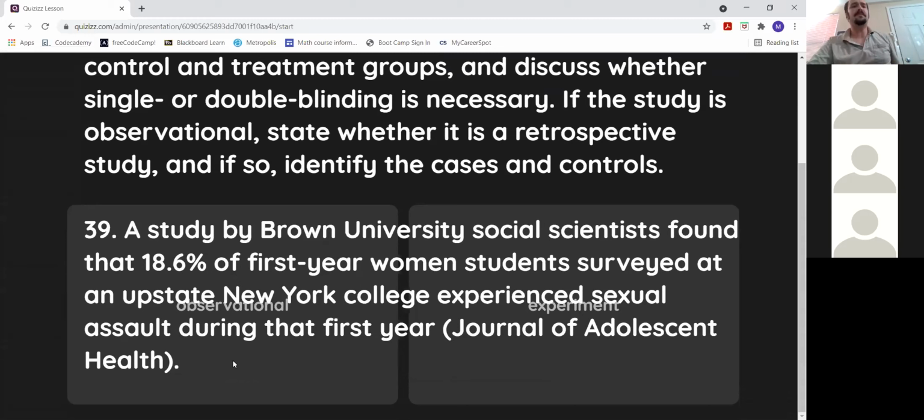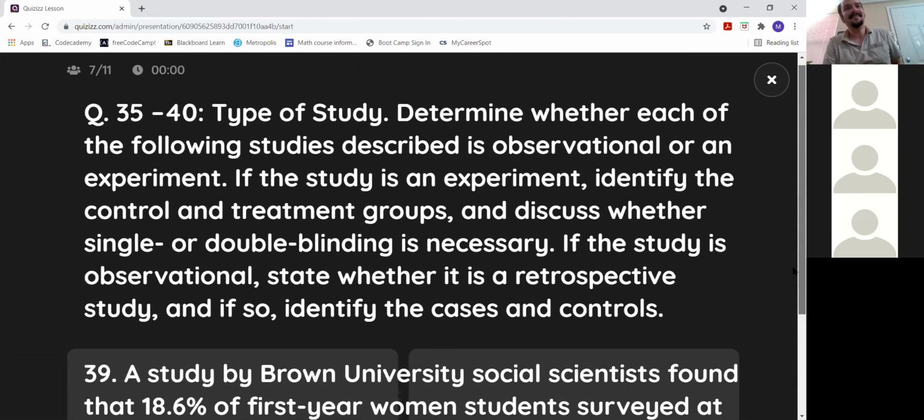So I think this is the same exact thing. Is this observational or experimental? A study at Brown University social scientists found that 18.6% of first-year women students surveyed at an upstate New York college experienced sexual assault during the first year. So this is kind of a horrible example, but I do think it brings home the point of what an observational study and an experiment are. And so I hope you really don't say that one.